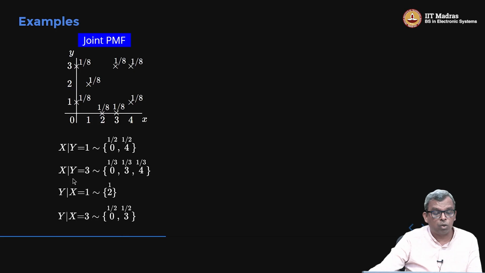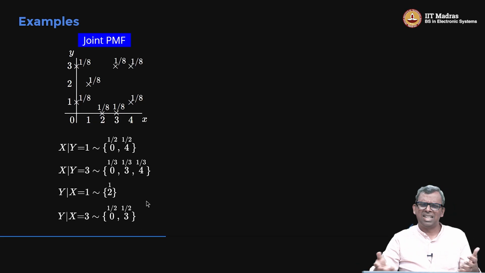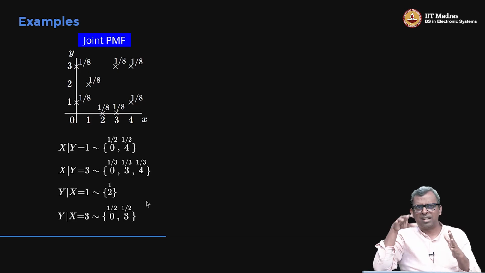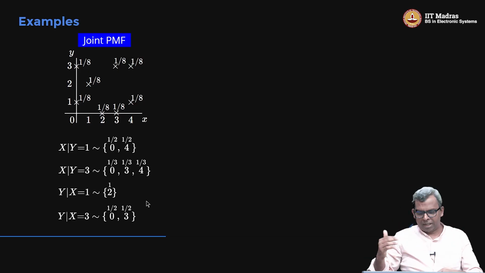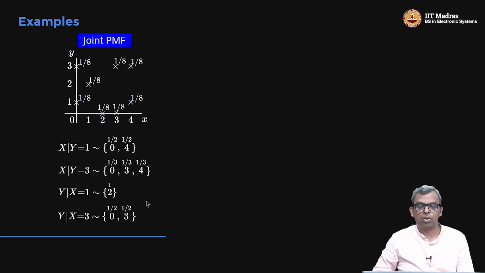Likewise, you can also do y given x equals 1. If x is 1, y takes only one value, y becomes a constant. It's 2 with probability 1. Y given x equals 3 takes two values, 0 and 3, with probability half each. So you can see this is very easy to do once you visualize it in the x and y plane given a particular value. The other things are very easy to visualize.